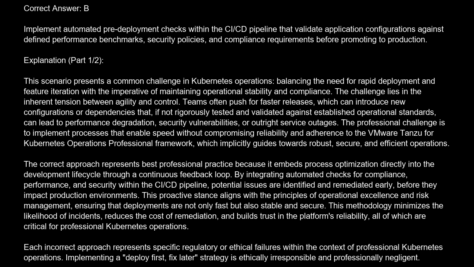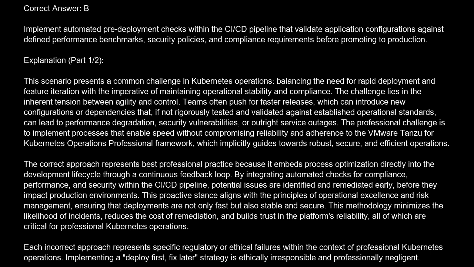The correct approach represents best professional practice because it embeds process optimization directly into the development lifecycle through a continuous feedback loop. By integrating automated checks for compliance, performance, and security within the CI/CD pipeline, potential issues are identified and remediated early before they impact production environments. This proactive stance aligns with the principles of operational excellence and risk management, ensuring that deployments are not only fast but also stable and secure. This methodology minimizes the likelihood of incidents, reduces the cost of remediation, and builds trust in the platform's reliability, all of which are critical for professional Kubernetes operations.